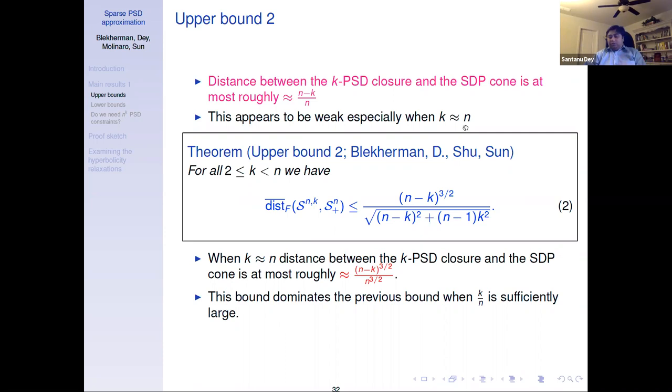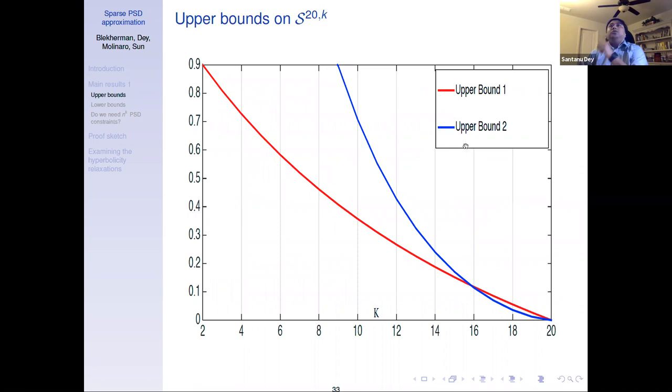Let me quickly show a figure. I plotted those two bounds for n equals 20. This is k, and this is the distance measure. You can see that this red curve here is the first upper bound. It's not actually linear, we simplified it to look like linear. And this is the second upper bound, and you see that when k is close to n, this upper bound takes over. So this is the first set of results that we have, and I'll sketch the main ideas of the proofs of these two upper bounds in a bit.